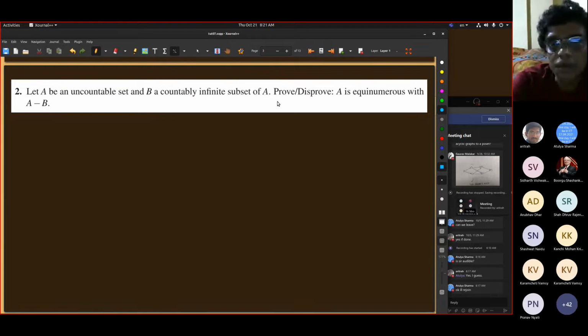So the next question is, we have taken out certain elements, B. Still, can you establish some kind of bijection from A to A minus B, or A minus B to A, whatever? A bijection is always invertible, so it's between A and A minus B. That means, is A equinumerous with A minus B? What kind of uncountable cardinality A has is not important. I am just asking whether A and A minus B are of the same size.